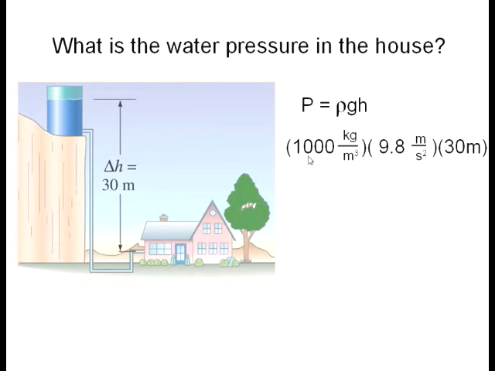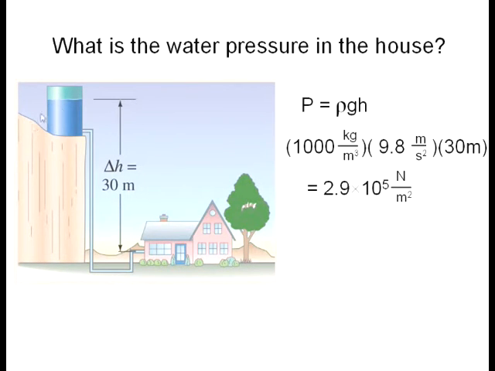So I can calculate this. This is the density of the water, gravity, and we have a height of 30 meters. And that comes out to 2.9 times 10 to the 5 pascals. And you should recognize 10 to the 5 pascals is also an atmosphere. So this is 2.9 atmospheres.